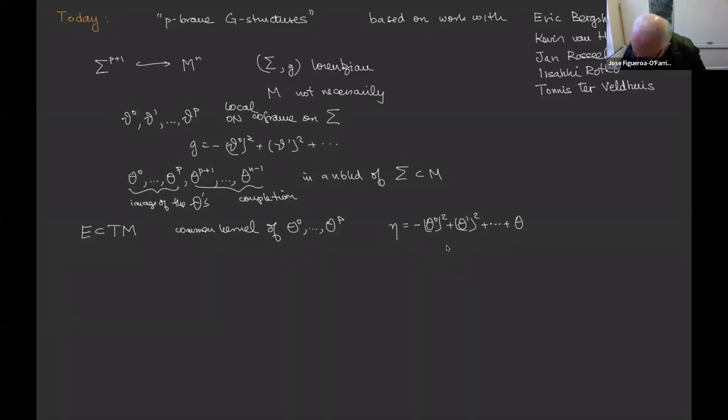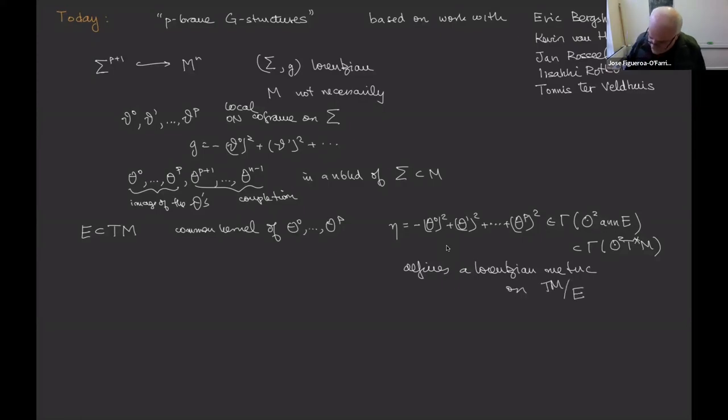So is it p squared like that? And what is this? This is a section of the square of the annihilator of E. And I'm also going to assume that this defines a Lorentzian metric locally on TM mod E. And what else do I want? This would be the analog: if p were zero, this eta would be the analog of minus tau squared, where tau is the clock one form. So that's the thing to keep in mind.